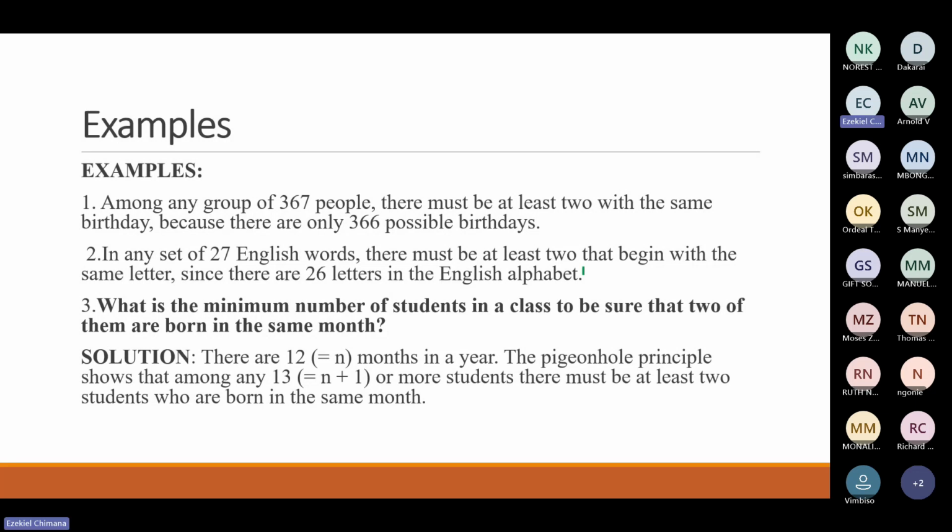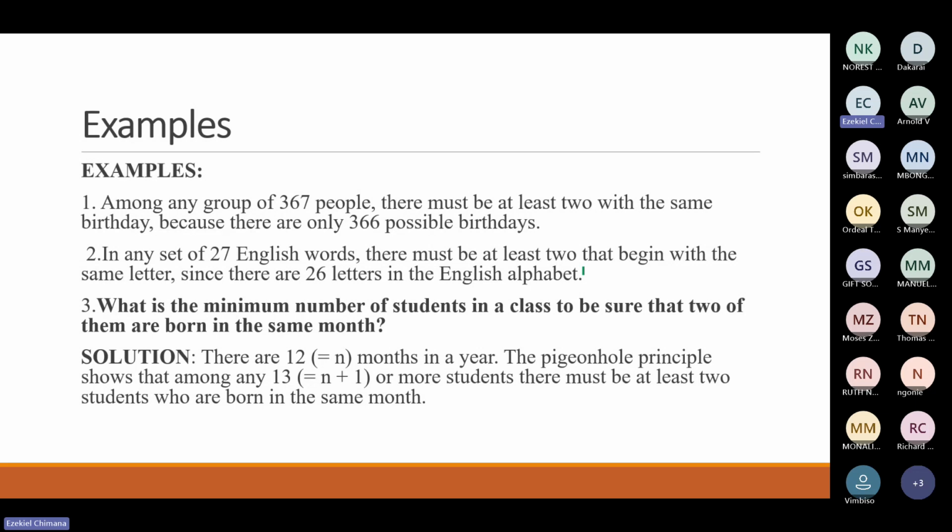Why 27? Because we have got 26 letters in our English alphabet. So if you assign each word a letter, A, B, C, D up to Z, saying this one is going to start with A, and then the next word, until you reach Z, you are going to have the extra word. That extra word is going to start with any letter from A to Z, and that word is going to have the same initial as another word. Hence, you have at least 2 words which start with the same letter. So that's how you counter these questions.